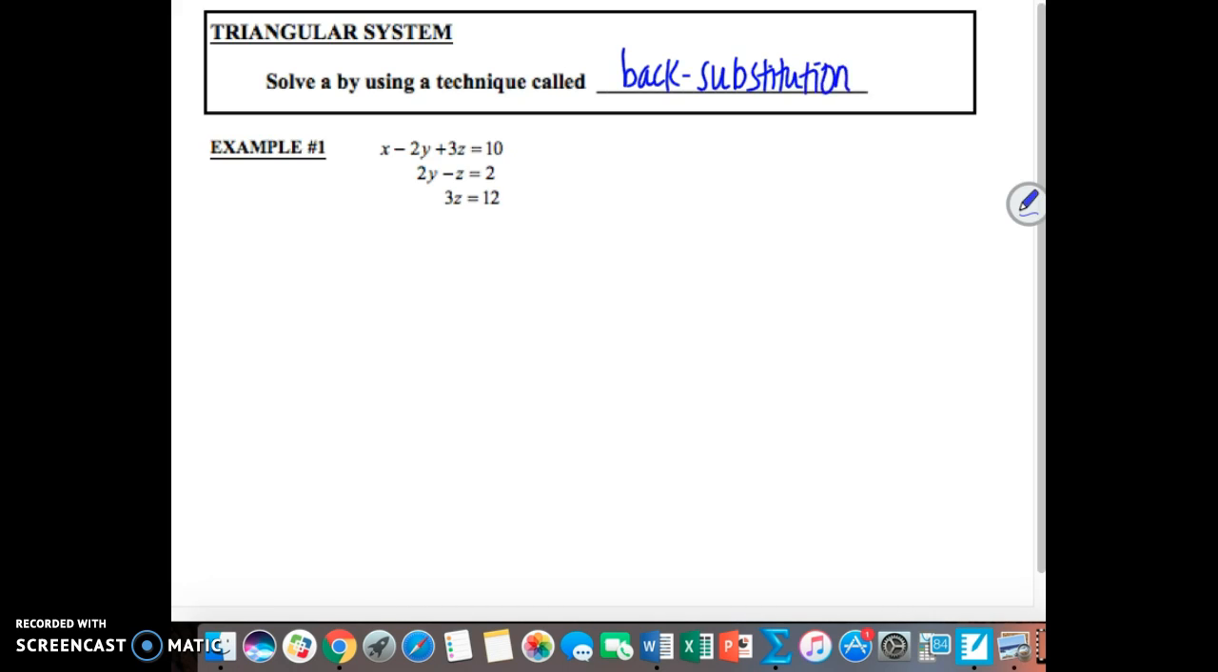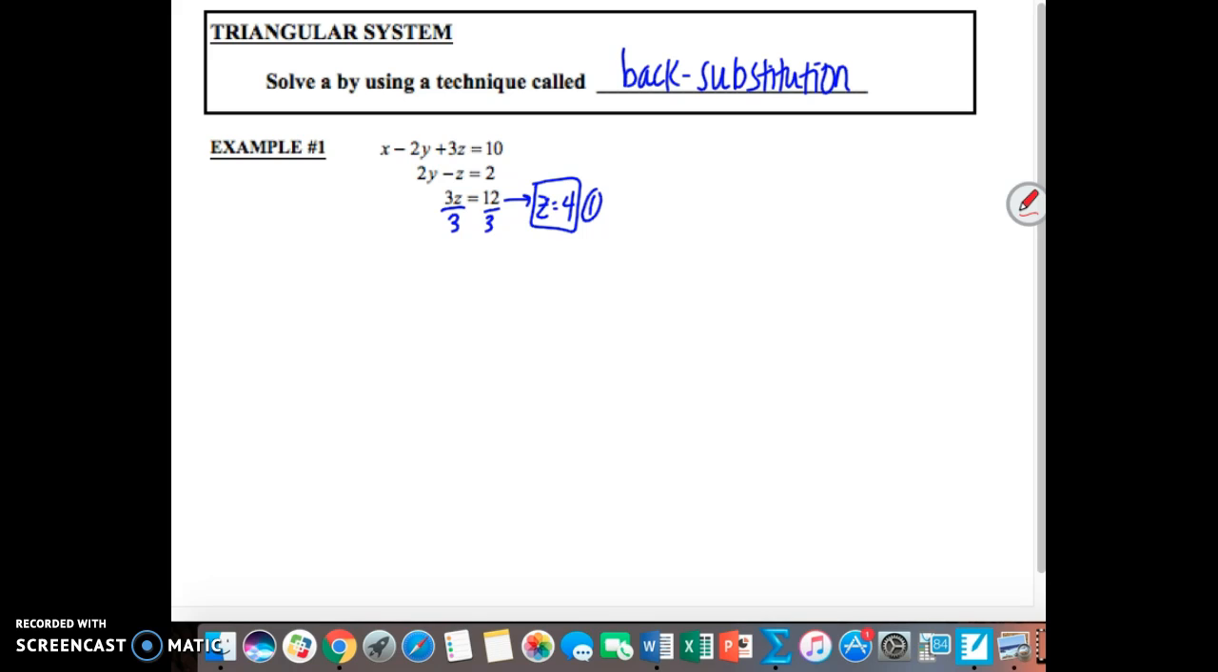So we use back substitution when looking at our three equations. If we have one equation that has all three terms, another equation with two variables, and a third equation with only one variable, that's when we are allowed to use back substitution. Notice that we can easily just divide by 3 in the third equation, and we end up with z equals 4. So since we get z equals 4, that's our first step.